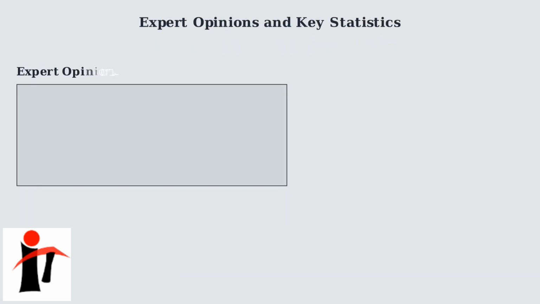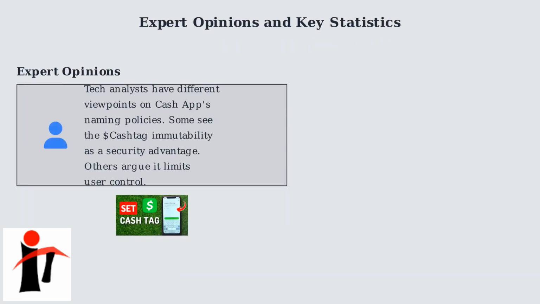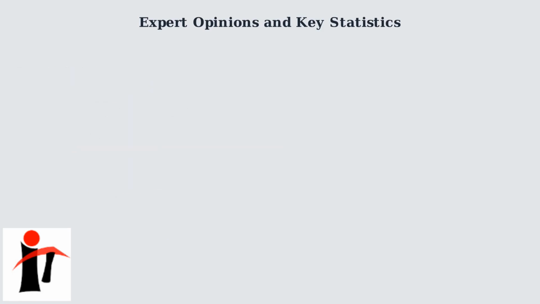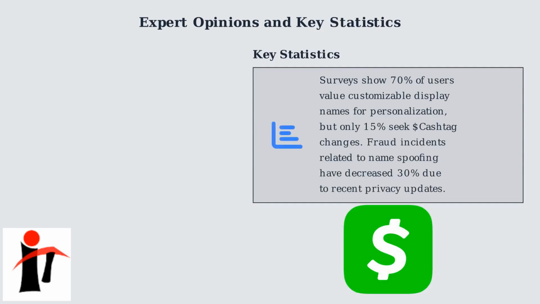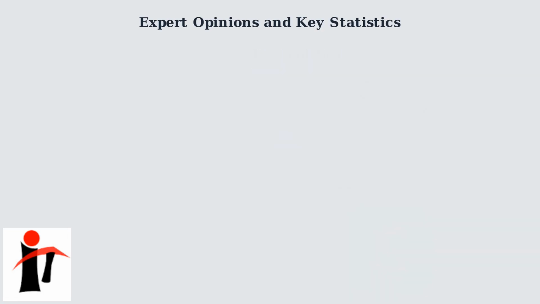Tech analysts have different viewpoints on Cash App's naming policies. Some see the cash tag immutability as a security advantage. Others argue it limits user control. Surveys show a significant percentage of users value customizable display names for personalization, but fewer seek cash tag changes. Fraud incidents related to name spoofing have decreased due to recent privacy updates.